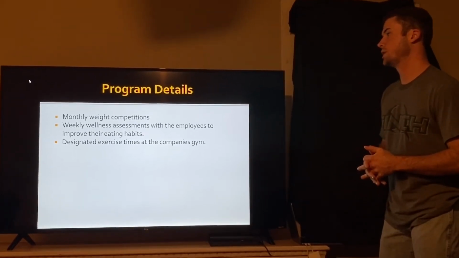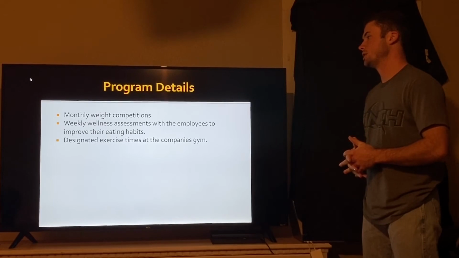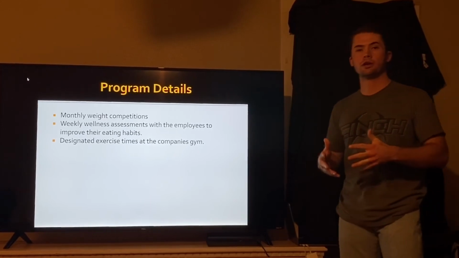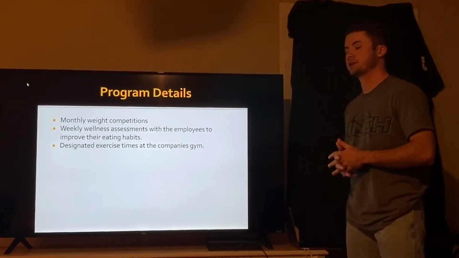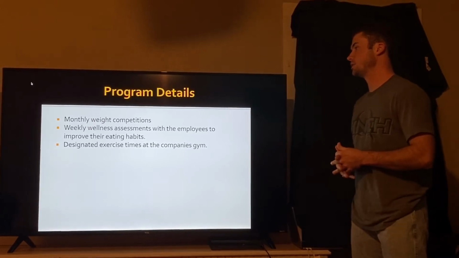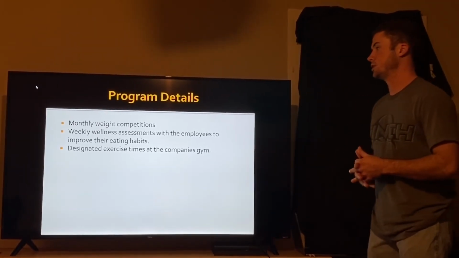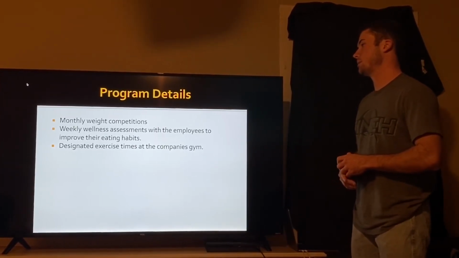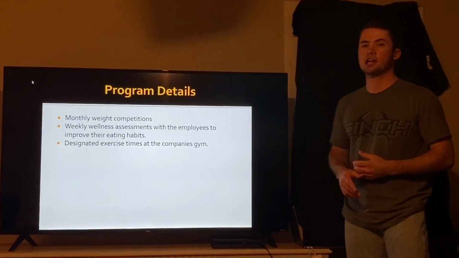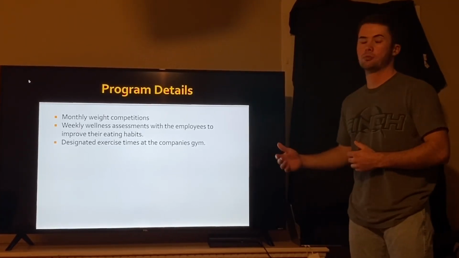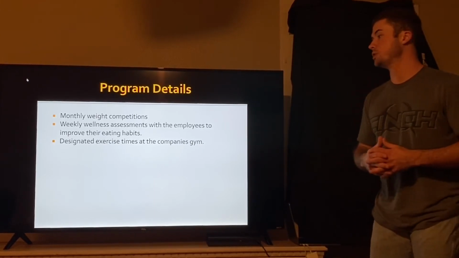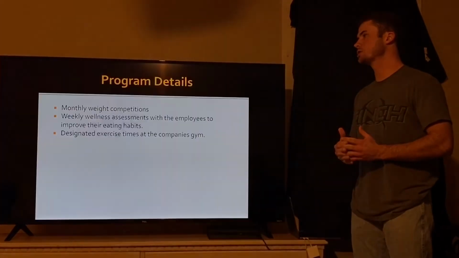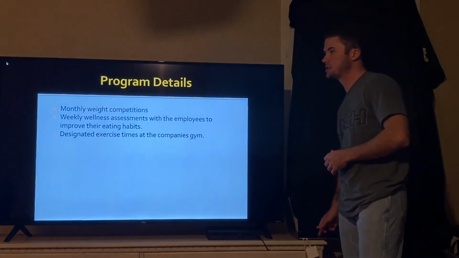Next, we're going to have our weekly wellness assessments with the employees to improve their eating habits. I know eating healthy is hard. It takes time. It takes thinking out. It takes a process. And so definitely as an employer implementing this wellness program, we're going to try to get our employees to change their eating habits to be healthier. And in doing so, we're going to try to add more healthy food in the rest areas and break rooms to help their eating habits be healthier.